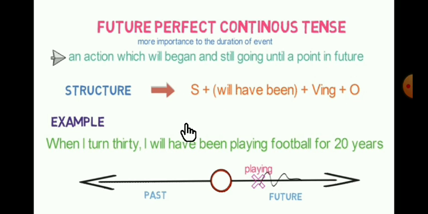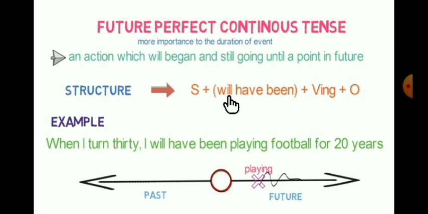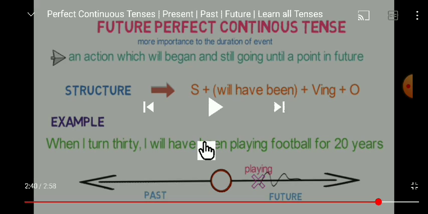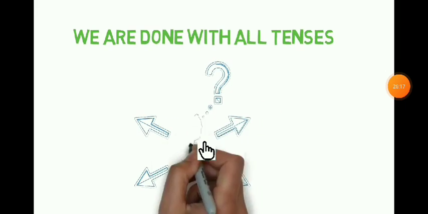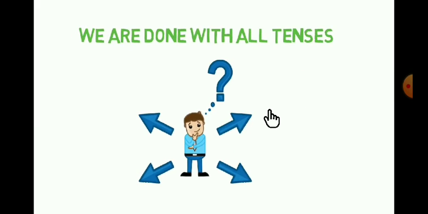Students, here we have learned about the types of tenses. What have we covered? We have covered past perfect continuous, present perfect continuous and future perfect continuous tense. So what is a future perfect continuous tense? It is a future incomplete action with reference to another action. All right, students, we are done with all tenses.